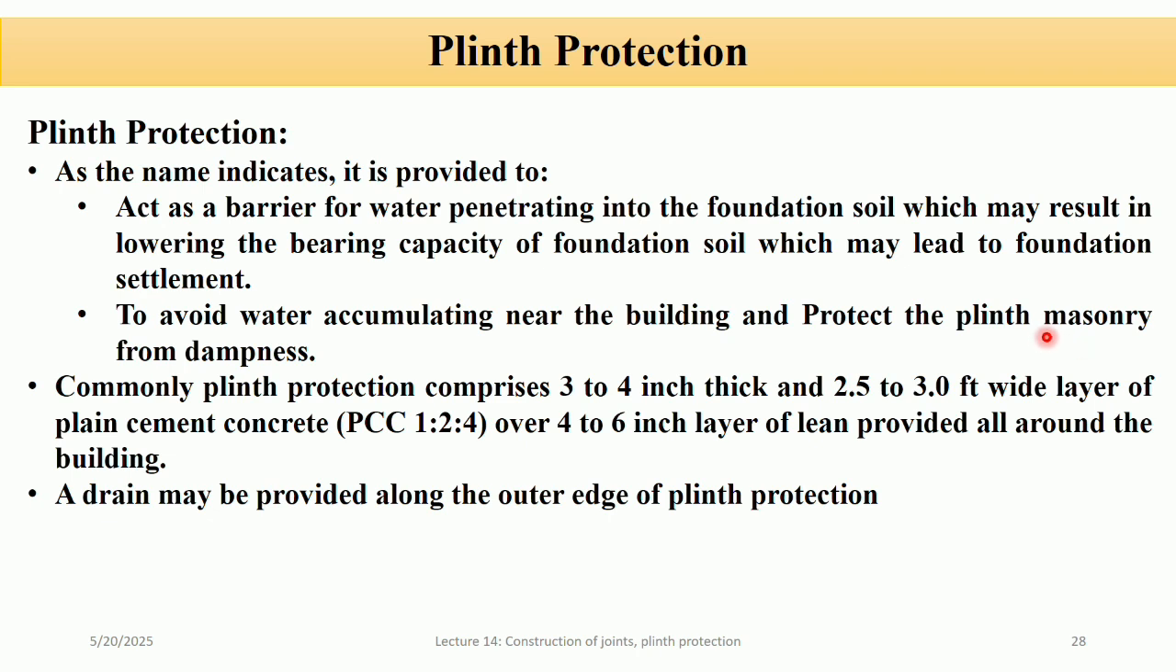And it protects plinth masonry from dampness. The layer prevents moisture from rising into the plinth masonry, protecting it from dampness and reducing issues like molds or decay. Commonly, plinth protection comprises a 3 to 4 inch thick and 2.5 to 3 feet wide layer of plain cement concrete, I mean PCC, of proportion 1:2:4, or a 4 to 6 inch layer of lean concrete provided all around the building.